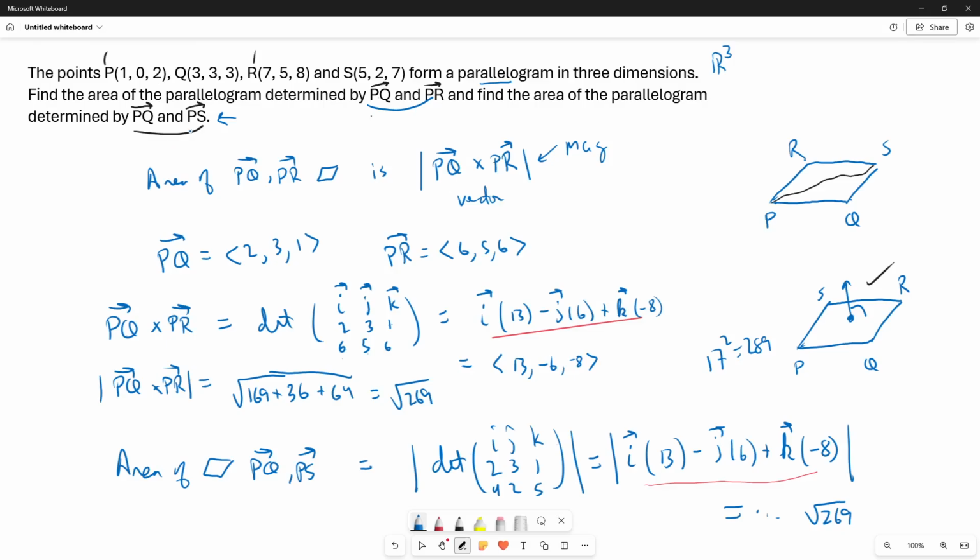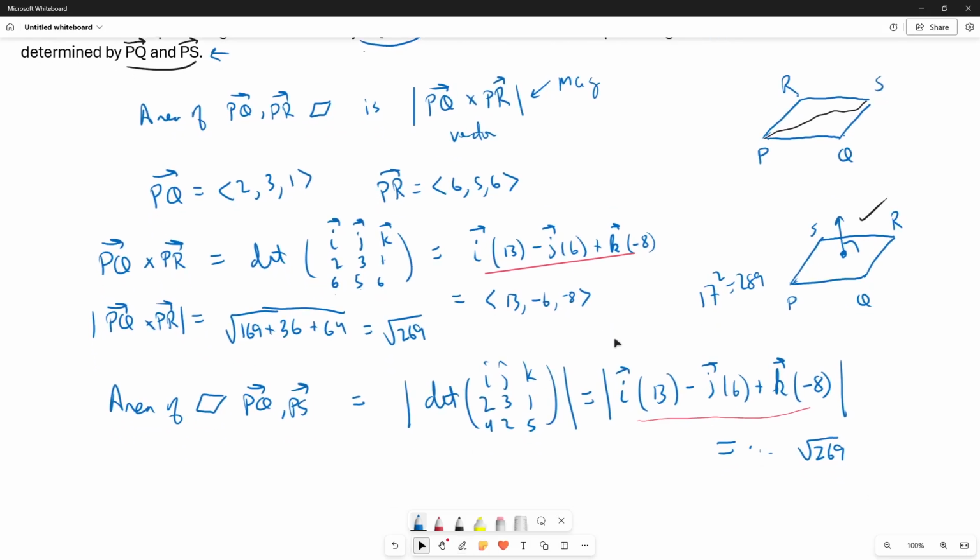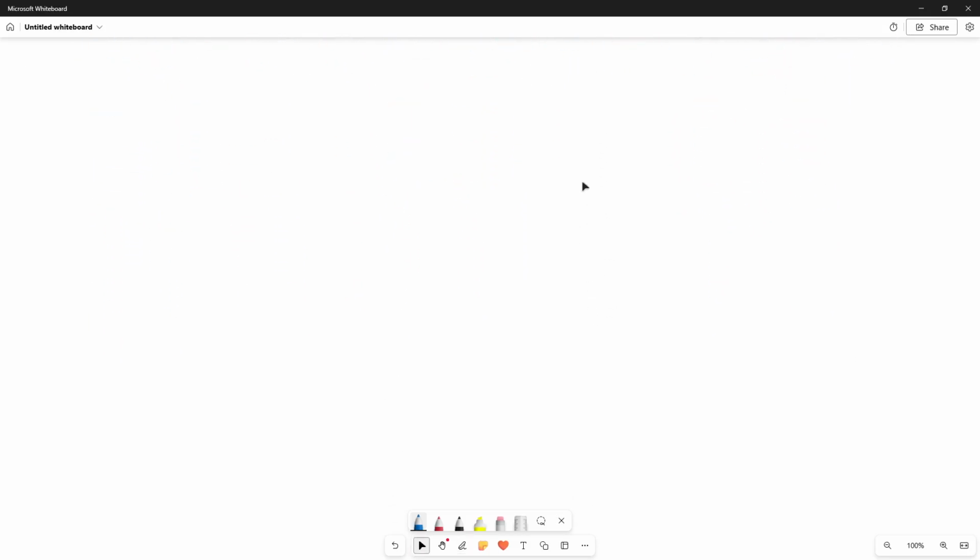Is that just a coincidence, or will that always happen? If you have a parallelogram in 3 dimensions and you take any two sides and you do the magnitude of the cross product, you'll get the area. Let's take a look at that. We have P, Q, and R was over here, and S was here. This was our parallelogram.